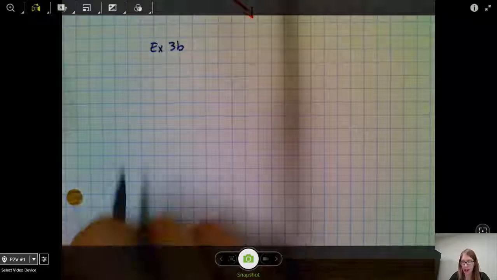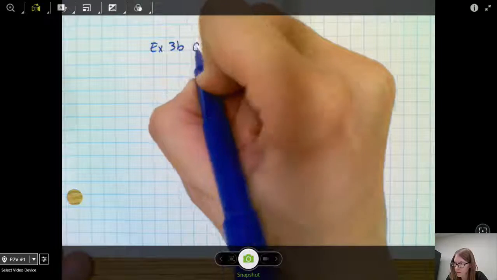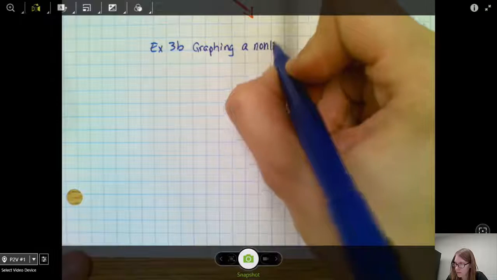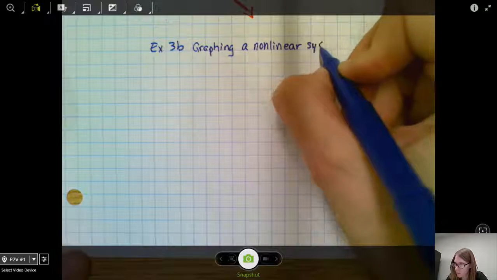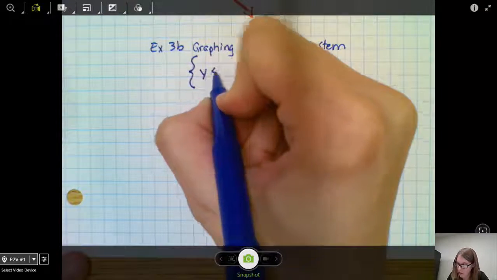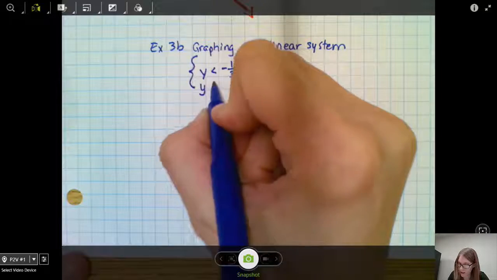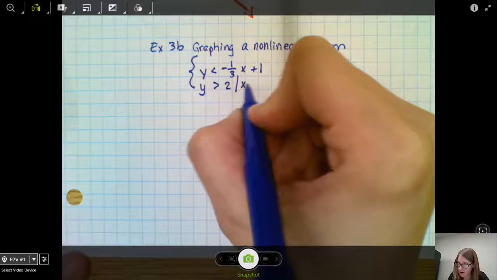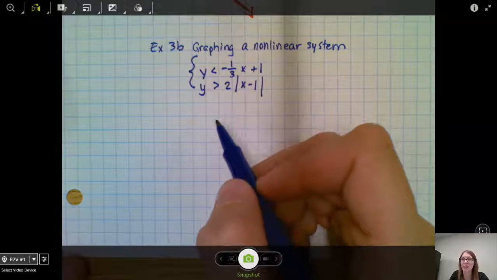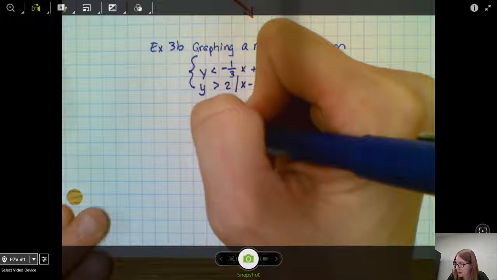Example 3b, we're going to do another example of graphing a nonlinear system of inequalities. And our system this time will be y is less than negative 1/3 x plus 1, and y is greater than 2 times the absolute value of x minus 1. And my bottom function here has a lot less transformations than the previous example, so hopefully that'll make this one a little bit easier. Draw my x, my y axis.